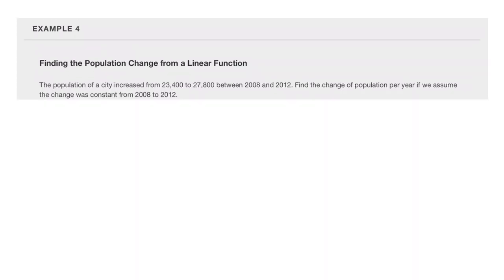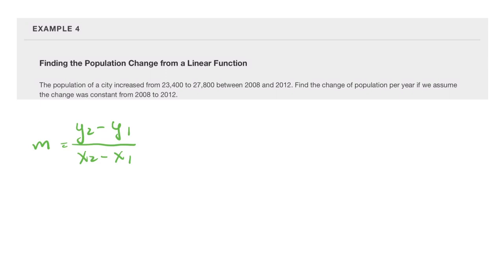All right. So finding the population change from a linear function. The population of a city increased from 23,400 to 27,800 between 2008 and 2012. Find the change of population per year if we assume the change was constant from 2008 to 2012. So in other words, it's just asking us to find the slope between the 2 points. Again, every time we use a formula, write it down: y sub 2 minus y sub 1 over x sub 2 minus x sub 1. And this is our slope.